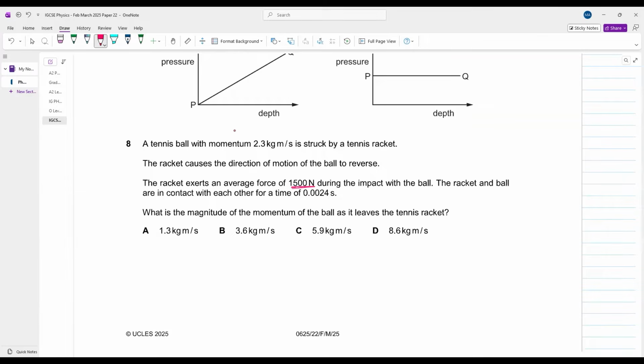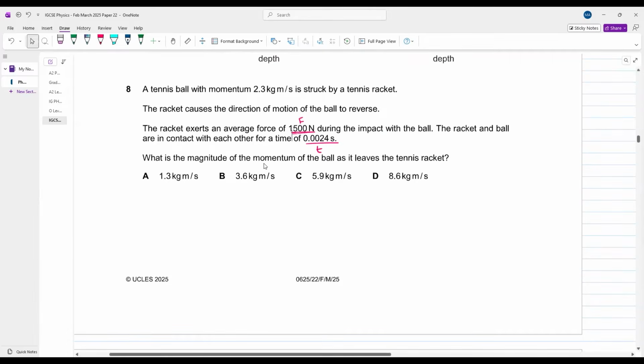Okay. The racket and the ball are in contact for a time of this. Okay. This is the time. This is the force. Okay. Can you calculate the change in momentum? Force is equal to change in momentum over change in time. Force की value क्या है? 1500. You have to calculate change in momentum multiplied by the time, that is 0.0024.